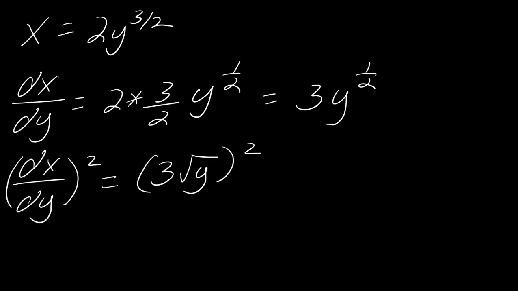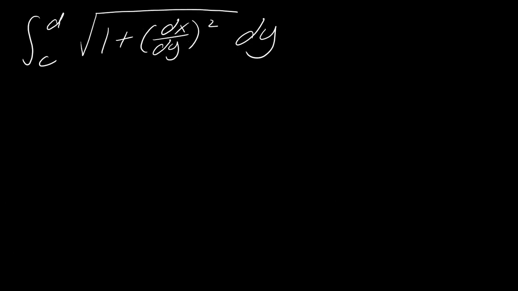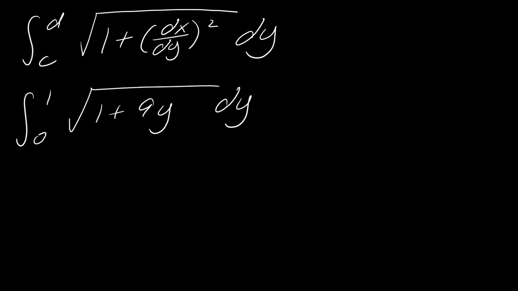Now I need to square that. So 3y to the 1/2, that's the same as 3 square root of y. When I square that, that's going to come out to 9y. And so now I can go ahead and set up the rest of my integral. So this is the format that I want to use. I already figured out what my dx dy squared is, and I know what my limits of integration are. We figured that out. It goes from 0 to 1. So here's what I need to integrate.